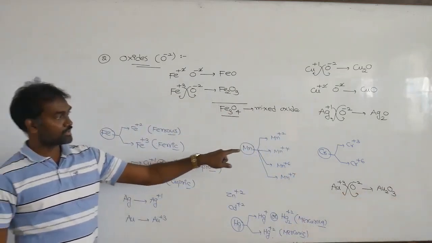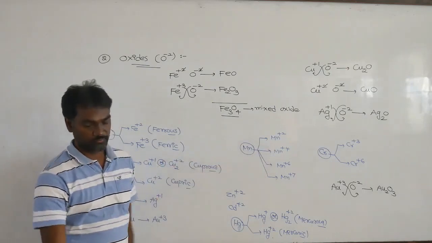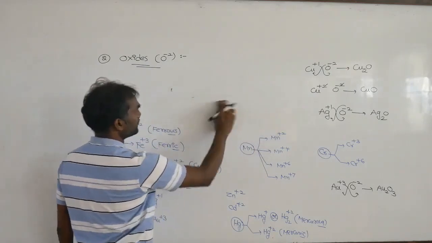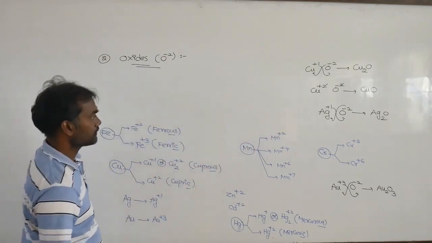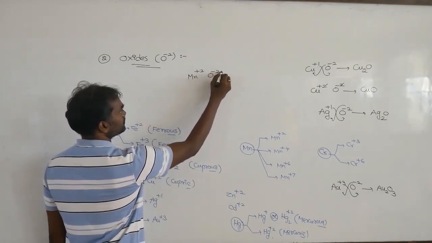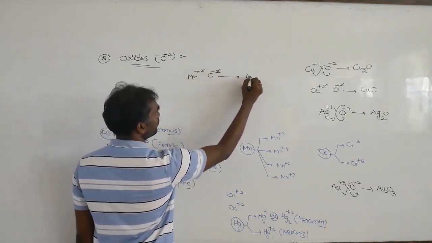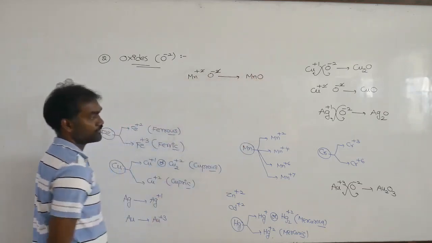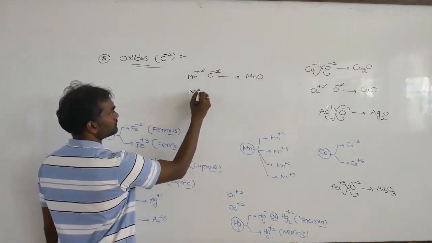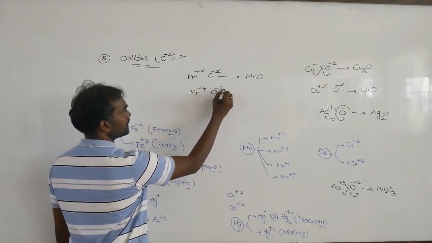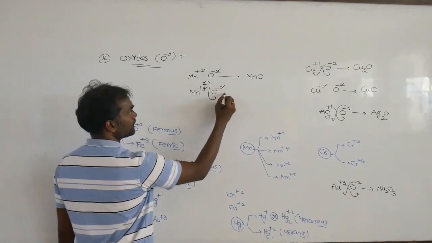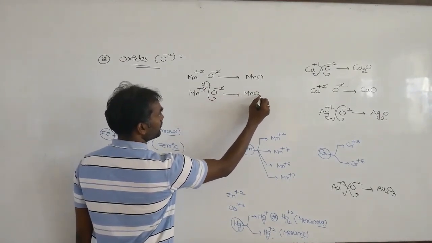In a similar manner, you write manganese also. See, if you take examples of manganese: manganese plus 2, oxygen minus 2. So 2 cancel. Your answer is MnO. One example. Next, Mn plus 4, oxygen minus 2. Cancellation is there, try to cancel. So 2 is coming here. You are getting MnO2.